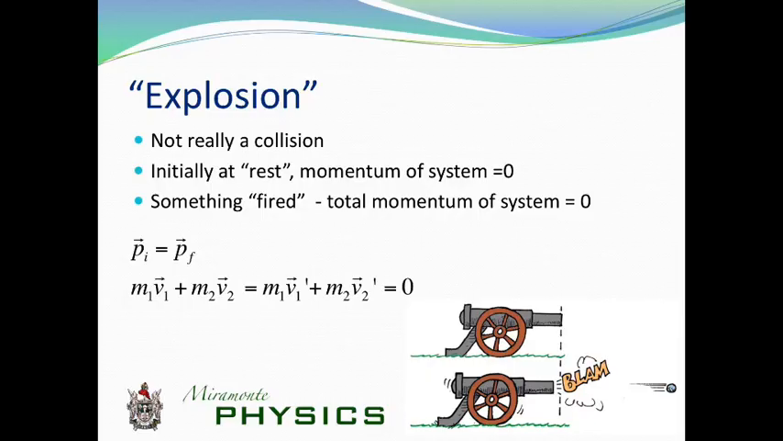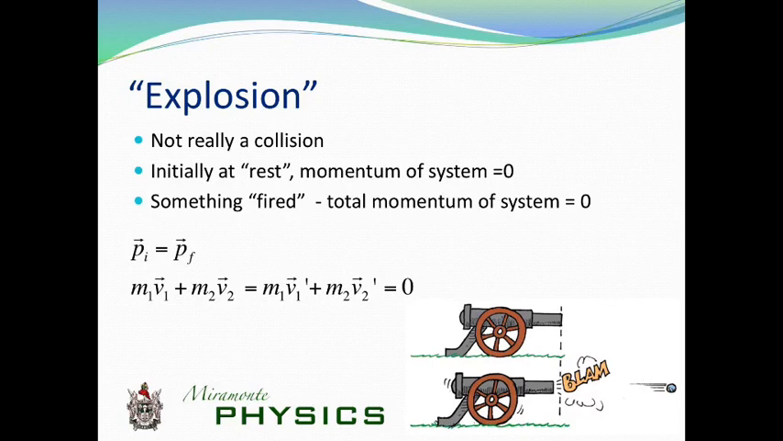Okay, so here we go, collisions and momentum. First kind of collision we're talking about, it's not really a collision, it's more of an explosion. And we actually talked about this yesterday with the person on the cart and the medicine ball, or a cannon. The idea is you have something that's initially at rest. So the total momentum of the system at the beginning is 0. And then after you fire something, the total momentum of the system is still going to be 0.